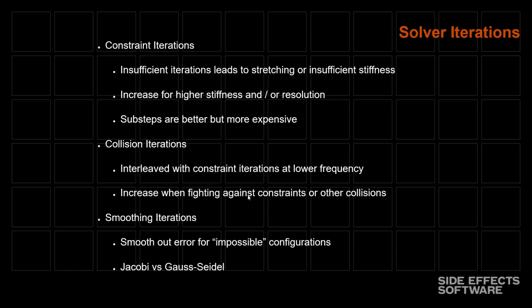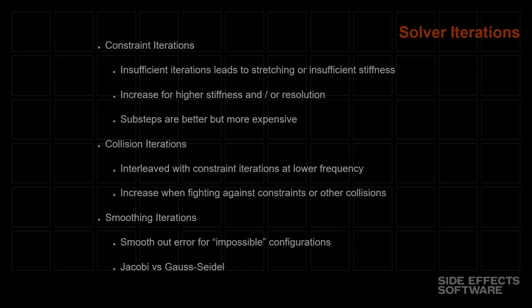From a more technical perspective, smoothing iterations are a Jacobi way of solving the constraint versus the Gauss-Seidel, which is the default for constraint iterations. And again, we'll see an example of that in just a second. So let's move over to Houdini.